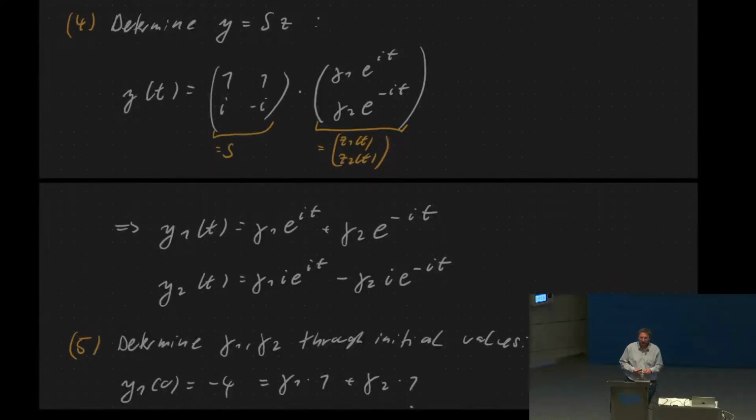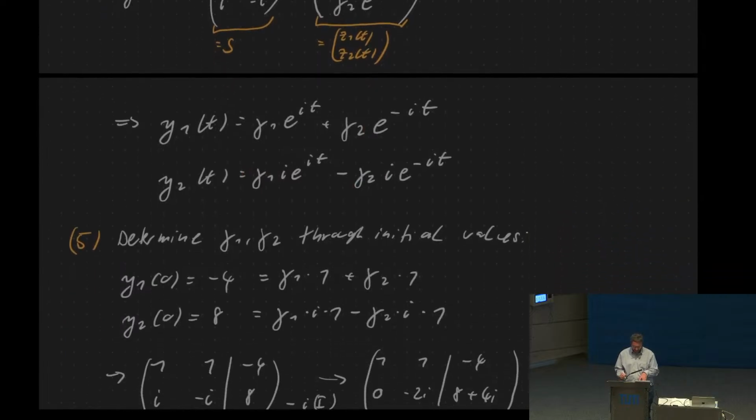And now we can use our initial values to compute the correct values for those constants here, right? Gamma 1, gamma 2. We just use the initial values. Remember, those were the initial values for the y's. And that means we can just substitute 0 for our t. And then the result will be this initial value. So what we get is this equation system here.